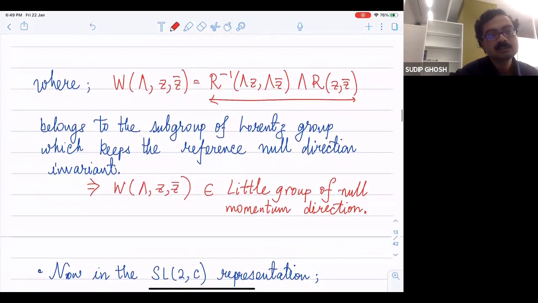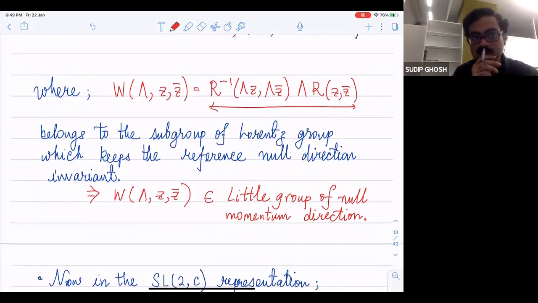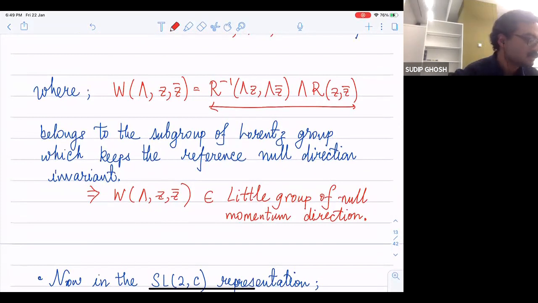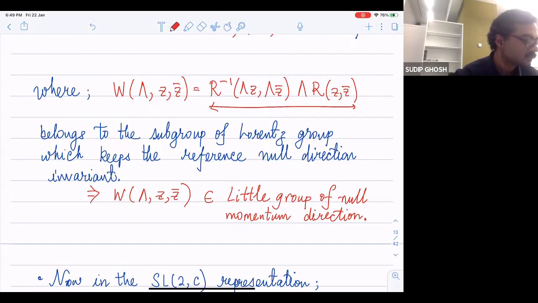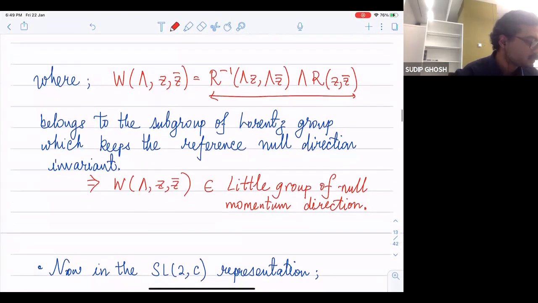But in this case, notice that there is a crucial difference, because usually when we talk about the little group, we talk about the little group for a given null momentum. But in this case, I am considering the set of all reference null momenta. Okay. So from that point of view, it is natural to refer to this as a little group of the null momentum direction. Okay. So that's that.